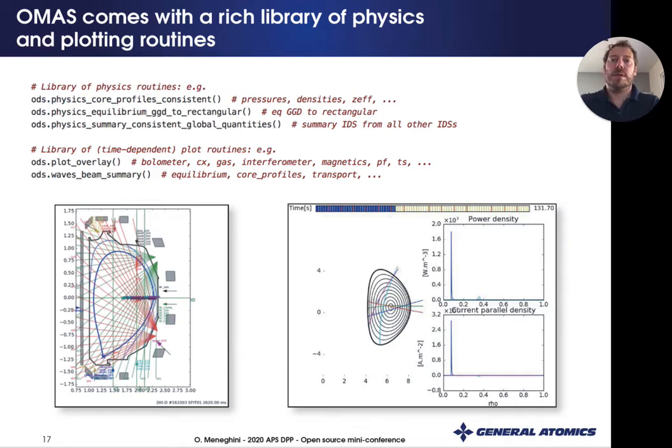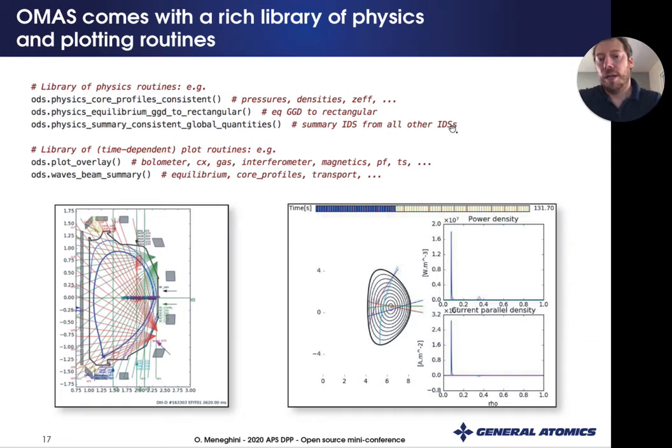OMAS also comes with a rich set of libraries for physics and plotting. Here I'm highlighting just a few. For example, you can make IDSs self-consistent internally. You can map between complex triangular grids and rectangular grids. You can evaluate fields in different ODSs based on the data that is in other IDSs.